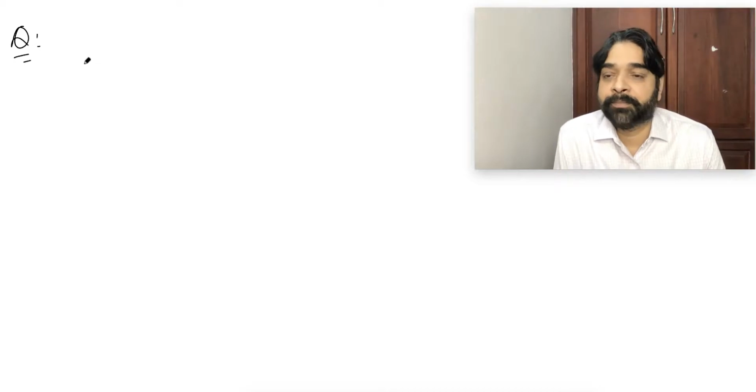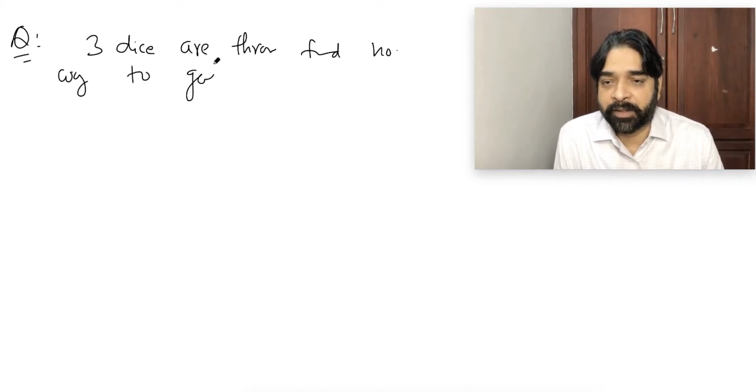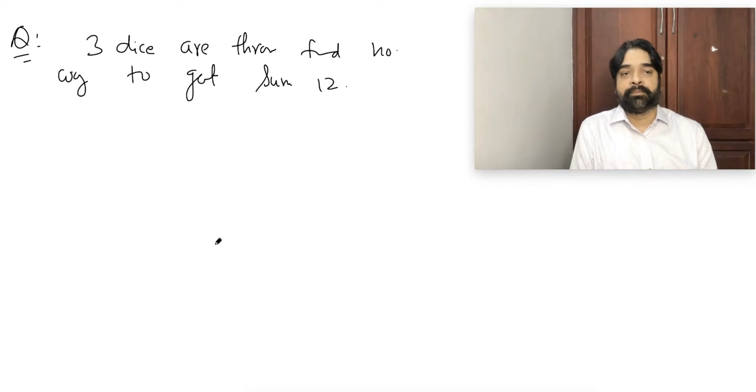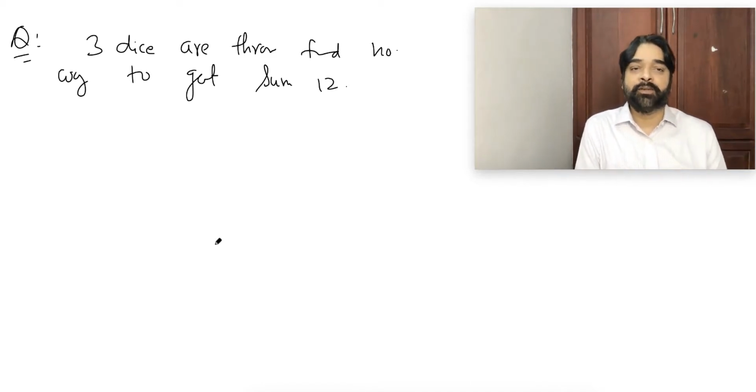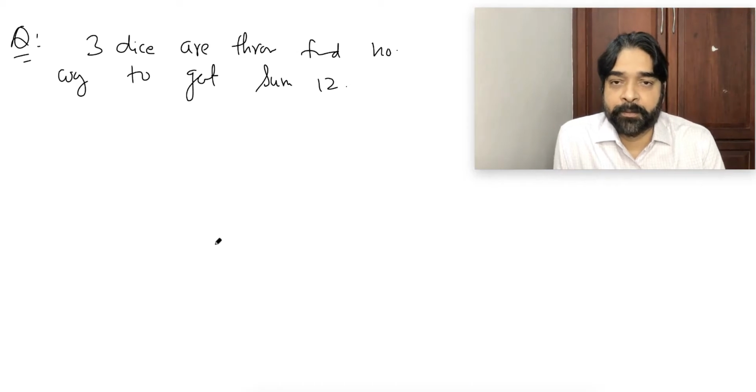Same kind of question. 3 dice are thrown. Find the number of ways to get sum 12. No mistakes, do it carefully.